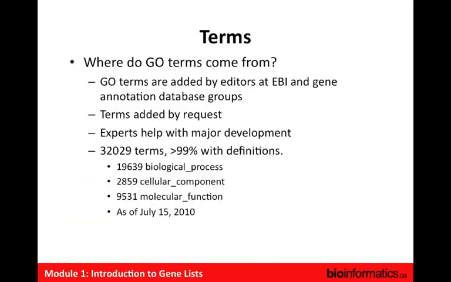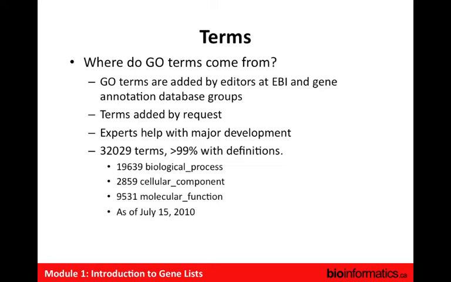The GO terms themselves are added by a group of editors at the European Bioinformatics Institute in Hinxton, near Cambridge in the UK, and also by database groups working with individual organisms, like the yeast genome database or the mouse genome database, who add GO terms that are important for their communities. You can also request a term to be added. Anybody can do this. Also, experts help with major areas of redevelopment in gene ontology. So gene ontology is being edited all the time. There are new terms added every week, and people from all over the world are organizing this.